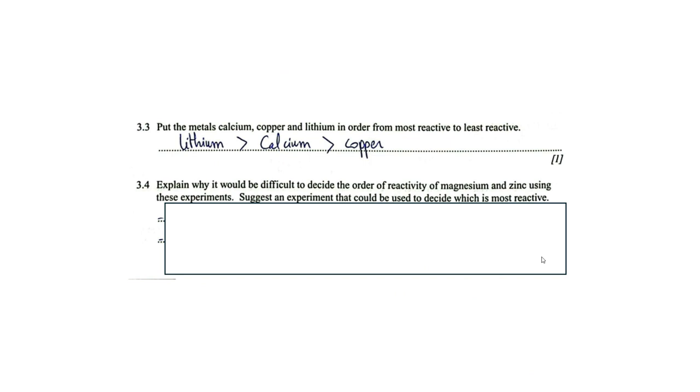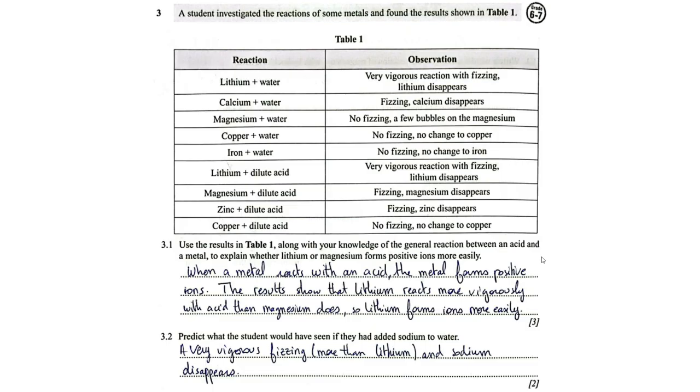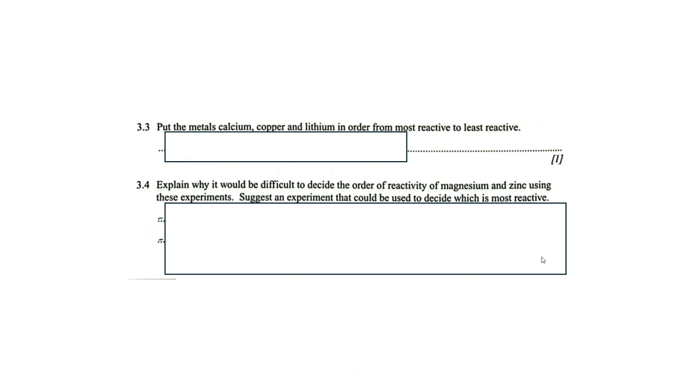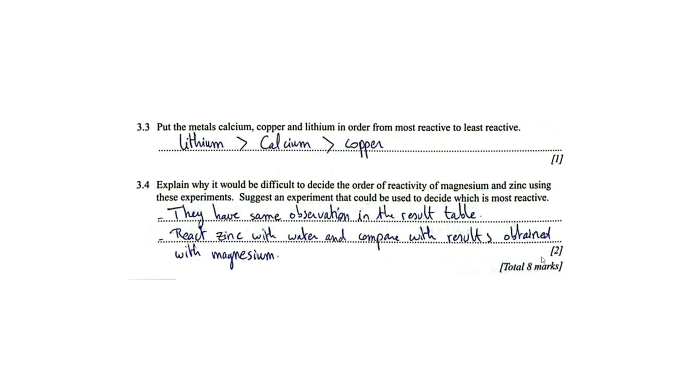Explain why it would be difficult to decide the order of reactivity of magnesium and zinc using this experiment. So if you look at all the data provided, they have very similar reactions. They have exactly the same observations in the results table. So what we can do is react zinc with water and compare with the results obtained with magnesium. And that will tell you which one is more reactive.